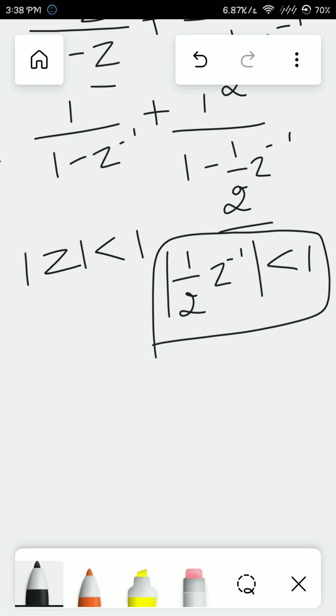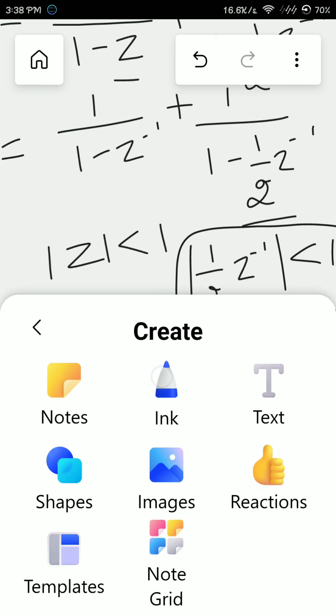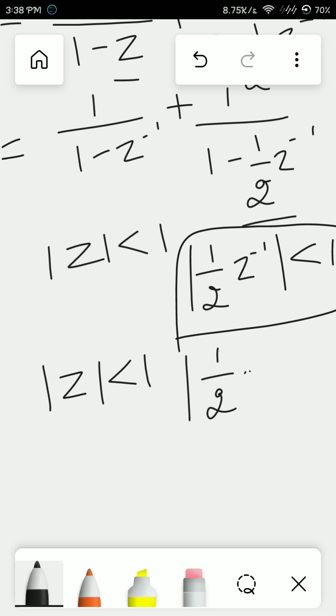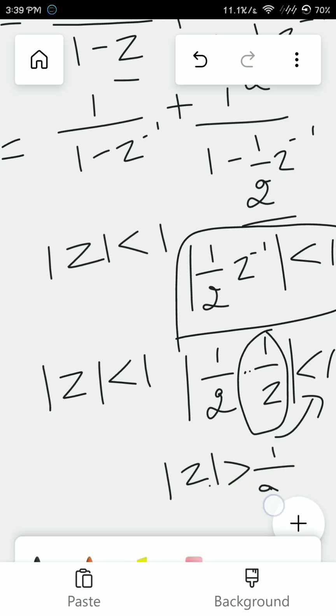If I simplify this, modulus of z less than 1 will remain the same, and here it is 1 by 2 into 1 by z, that is lesser than 1. Modulus is lesser than 1. So this 1 by z is z inverse. So if you shift this to this side, you are going to get modulus of z greater than 1 by 2, right?